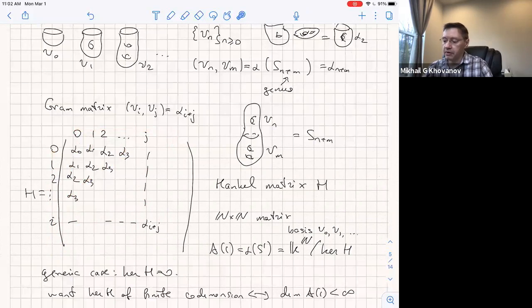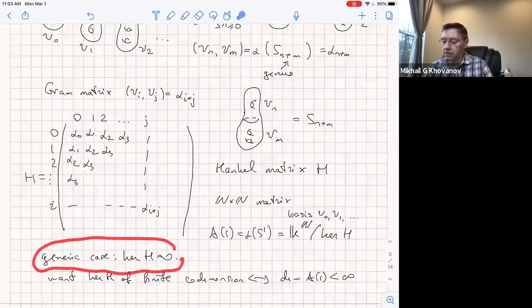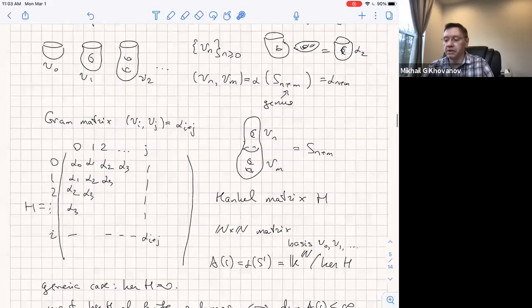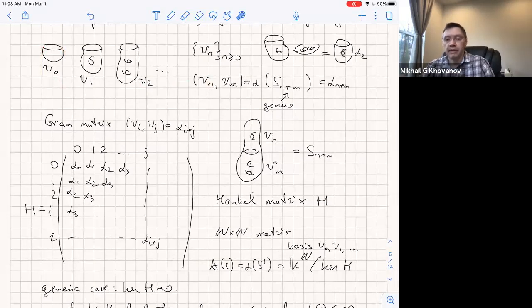And a matrix of this form, with the same entries along the diagonals, is called the Hankel matrix. Called H, it's an n by n matrix. And our state space of a circle is the quotient of the vector space with basis v n by the kernel of this matrix, so by the kernel of the bilinear form given by this matrix. And of course, in the generic case, if you don't try to impose any relations on the alphas, and just pick random alphas, there'll be no kernel. And that means that the state space will have a basis v null, v1, v2 with no relations. And of course, that's not very interesting.